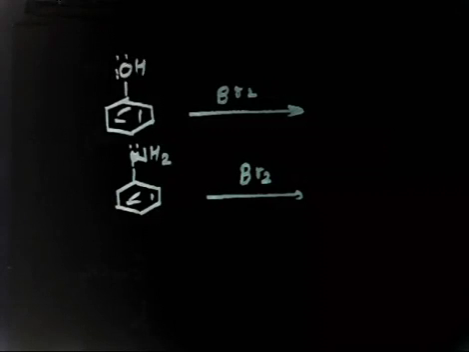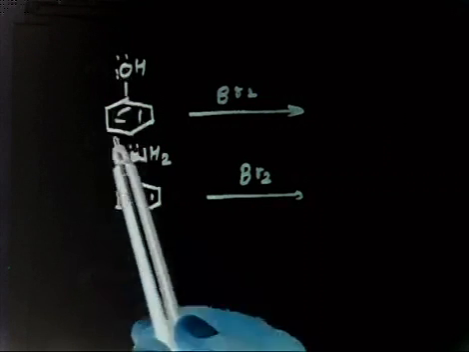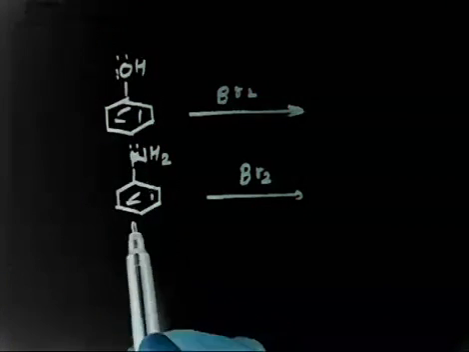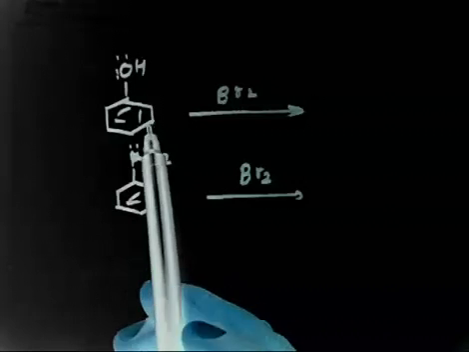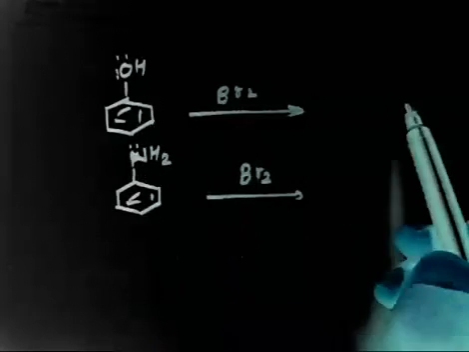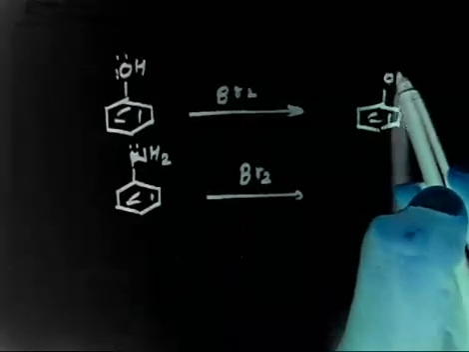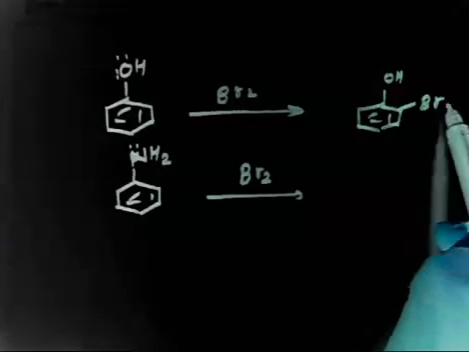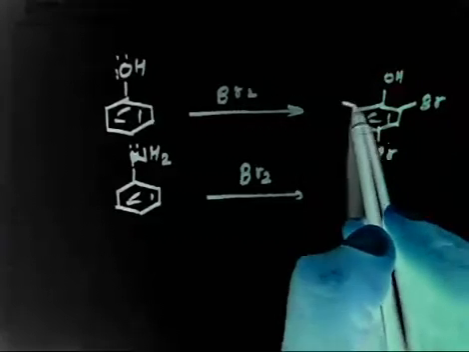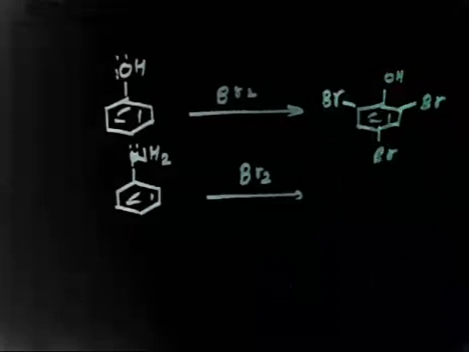Okay, so this is something related to bromination of phenol and aniline. This molecule PhOH is called phenol, and this molecule PhNH2 is called aniline. If you treat phenol with bromine, Br2, the ortho and para positions get halogenated. So here you will have Br, here also Br, and here also a Br group.